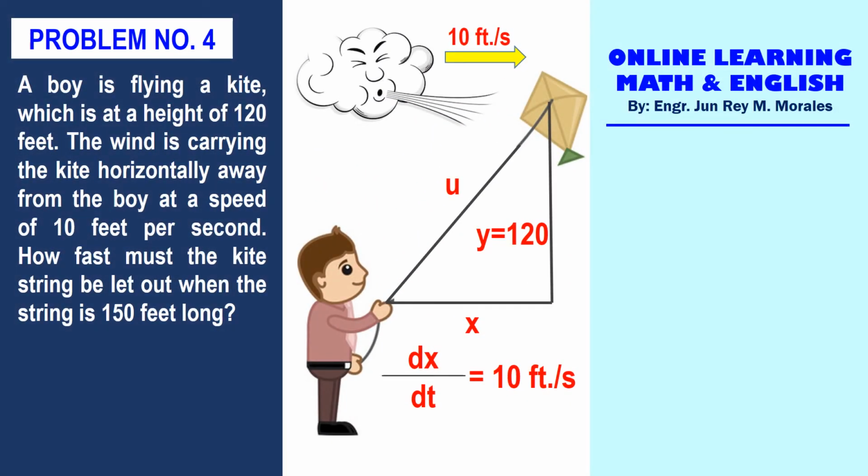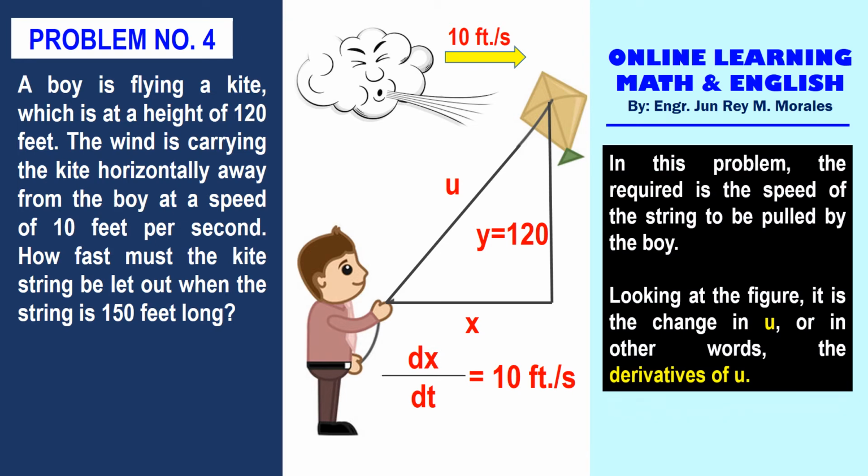Problem number 4. A boy is flying a kite, which is at a height of 120 feet. The wind is carrying the kite horizontally away from the boy at a speed of 10 feet per second. How fast must the kite string be let out when the string is 150 feet long? In this problem, the required is the speed of the string to be pulled by the boy. Looking at the figure, it is the change in u, or in other words, the derivative of u.